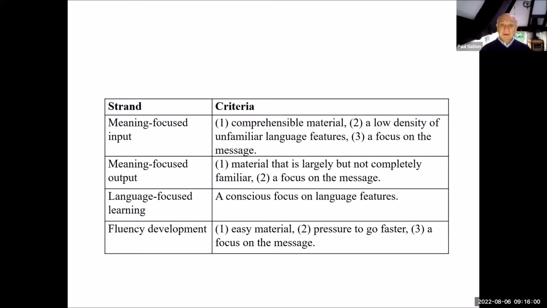So the material then needs to be comprehensible to the learner. It's good if they bring some background knowledge to it, but it's not essential. There should be a low density of unfamiliar language features. So from a vocab perspective, no more than about 2 out of every 100 words should be unfamiliar words. And there should be a focus on the message. That is, the learners are listening to comprehend or they're reading to comprehend. Their goal is not to focus on language features, but to focus on the content of what's being communicated. So they are the 3 criteria for meaning-focused input.